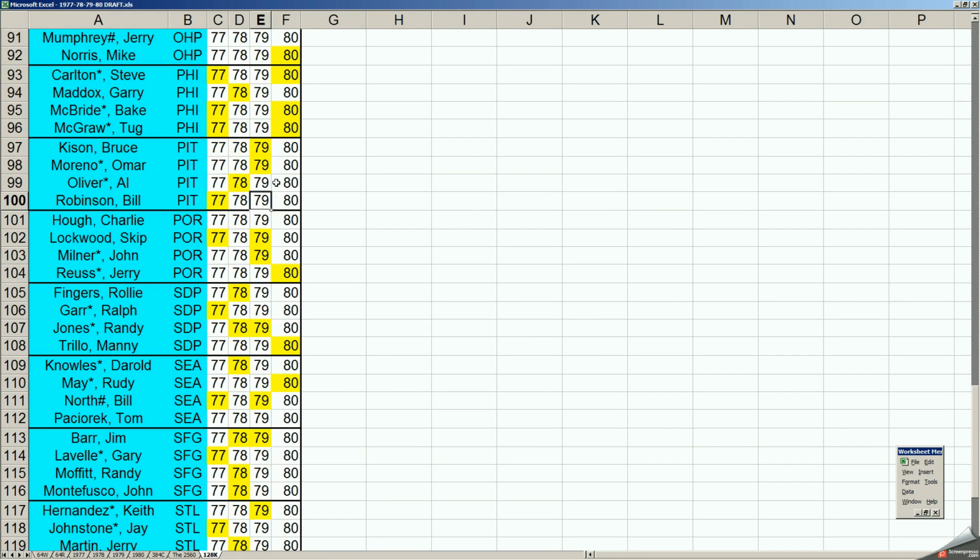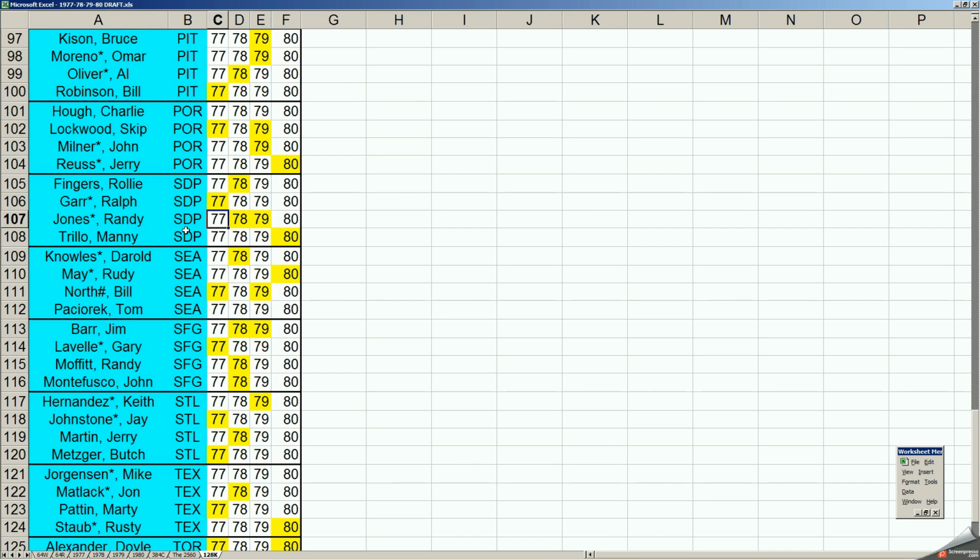All right, Pirates, nothing special here. They're just keeping on in that division. The expansion Portland team, Jerry Royce has a good 1980. Lockwood gives you a couple options.